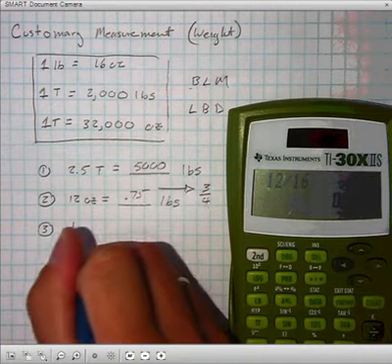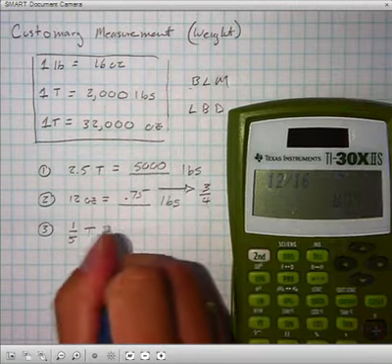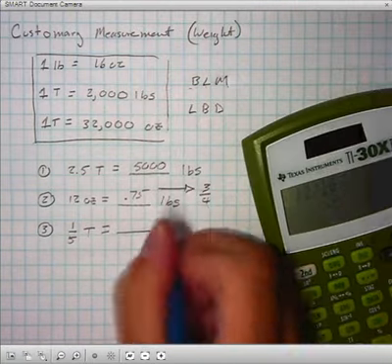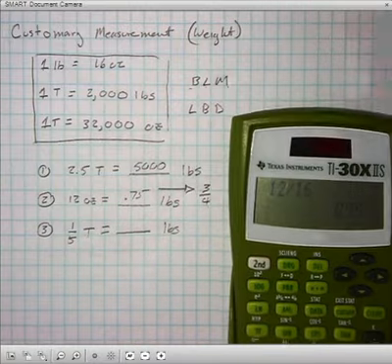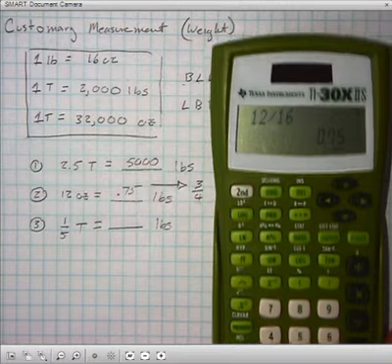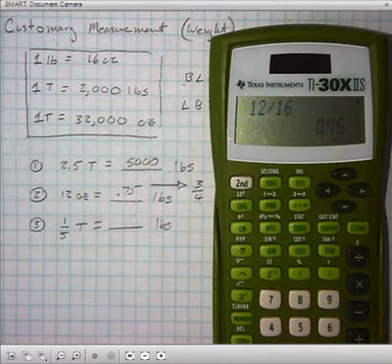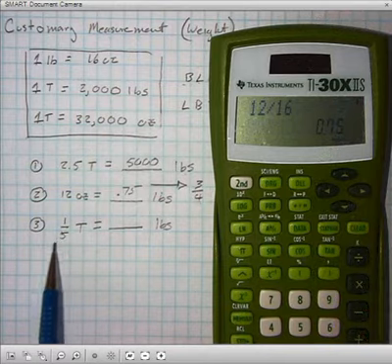Number 3 says you've got 1/5. 1/5 ton equals how many pounds? Now I'm going to show you how to enter this as a fraction in your calculator. There's a few different ways to solve this problem. One way to solve this problem is to turn this into a decimal and multiply it that way, or divide it that way, or to leave it as a fraction.